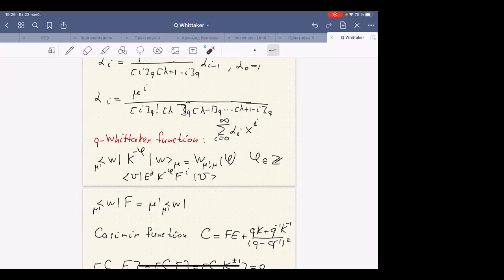But now I remember there are some expressions for Whittaker functions in integral form. I think I know this from the works of Gerasimov, Lebedev, and others. So they are not just some very easy functions, but we have some expressions for them different from these matrix element type expressions. Okay.